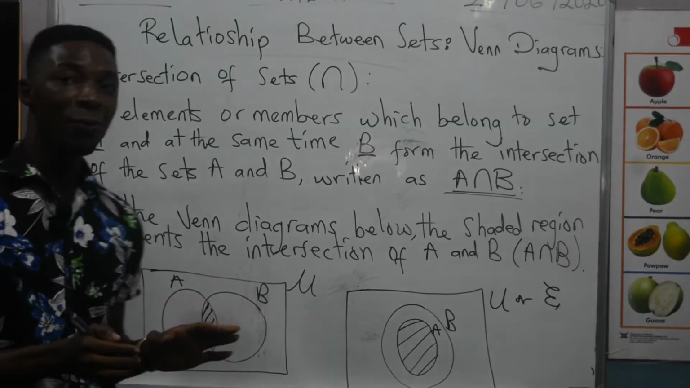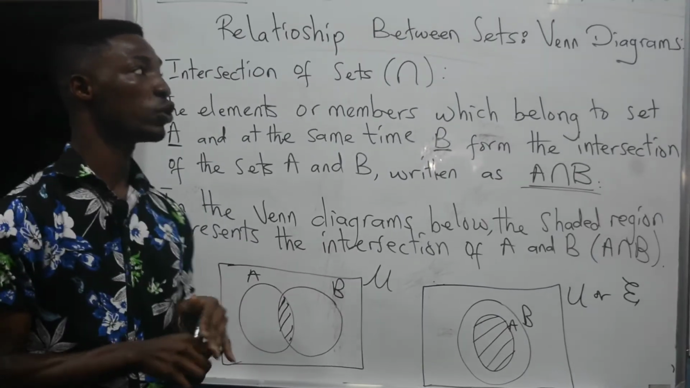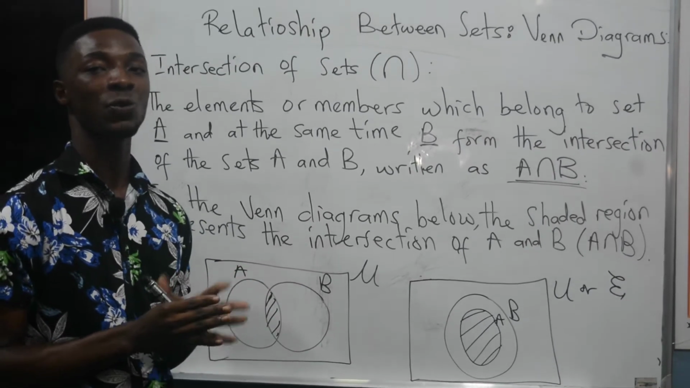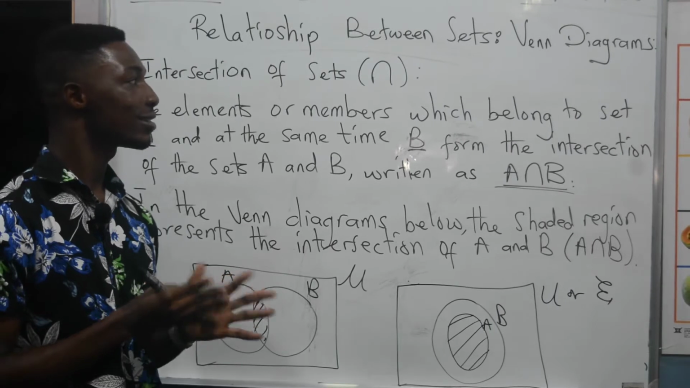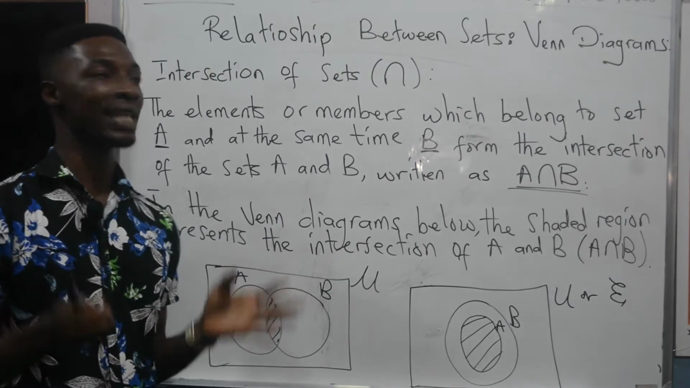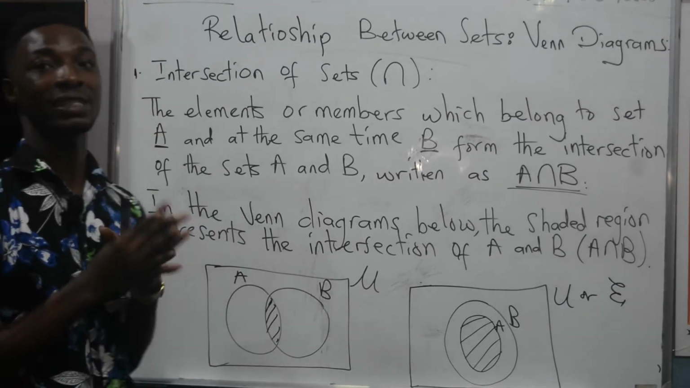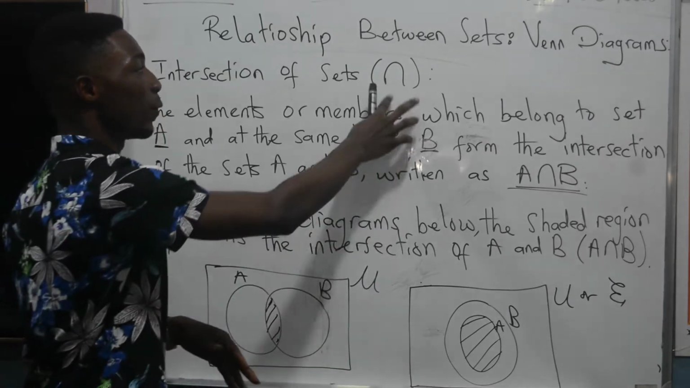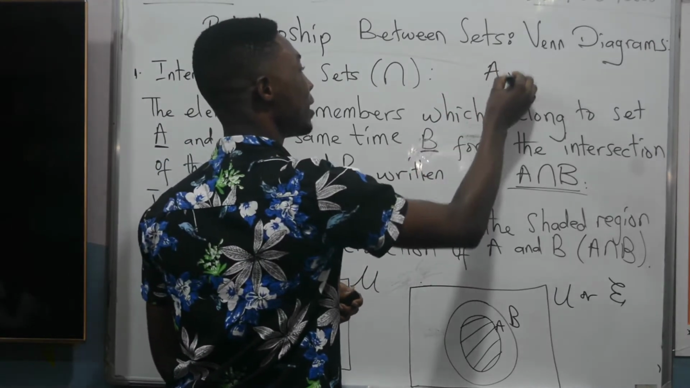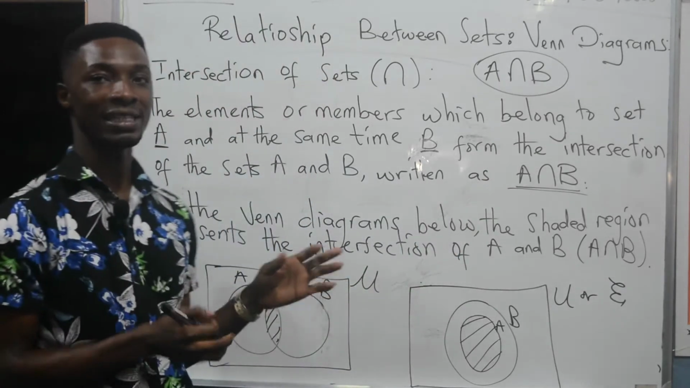So the next thing we will be looking at in this lesson is the relationship between sets. We are going to learn how to represent relationships such as intersection of sets, union of sets, complement of sets, using Venn diagrams. We are starting with the intersection of sets. Whenever you see this symbol between two sets, let's say I have set A here, and there's this symbol, then set B. This is called intersection of the set A and B.